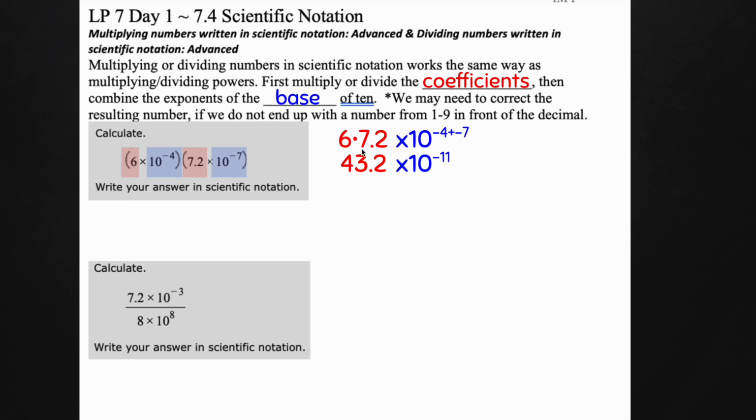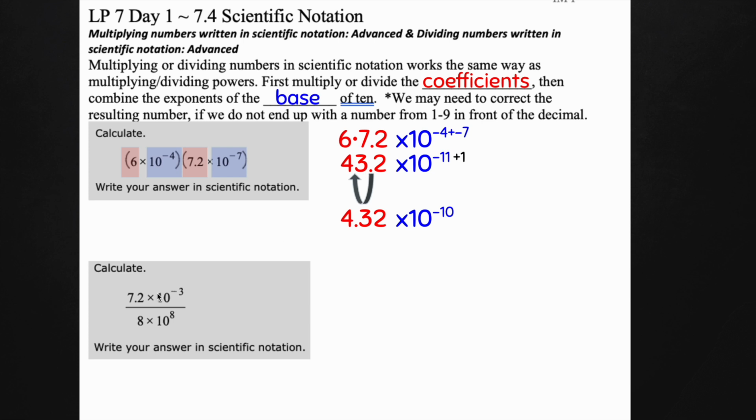I do have to correct this because this is not proper scientific notation. There should only be one number to the left of the decimal place. 43, well, that's 2 digits. So I need to move the decimal back 1 place because I'm moving it from the right. Remember, when we're putting it in scientific notation, we're paying attention to where we're moving it from. This is fixing scientific notation, but it's the same idea. I'm moving it from the right, so I'm adding 1. It's a positive 1. So I end up with 4.32, that's proper for scientific notation, times 10 to the negative 10th. So make sure not only are you paying attention to your multiplication and your power rules, but also put it in proper notation, or you will get it wrong on Alex if you left it at 43.2.